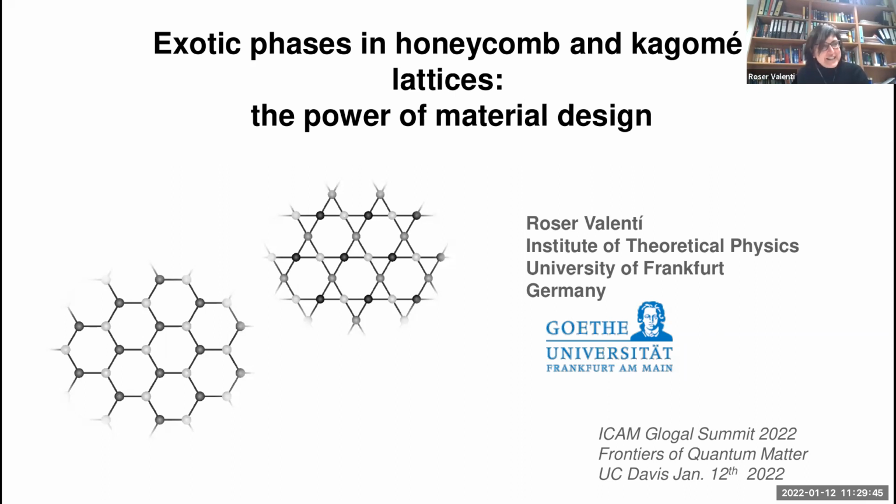talk about today. So what I would like to discuss in this talk is some strategies that we have been following in recent years to theoretically describe and predict quantum materials with exotic properties. And as example, I will focus today on Honeycomb and Kagome lattice-based materials, which are presently being intensively studied for manifesting a large variety of topological phases that I will be describing along the talk.